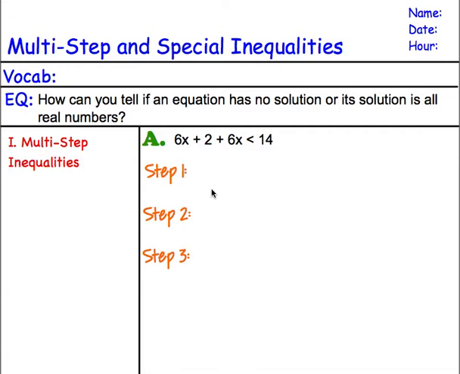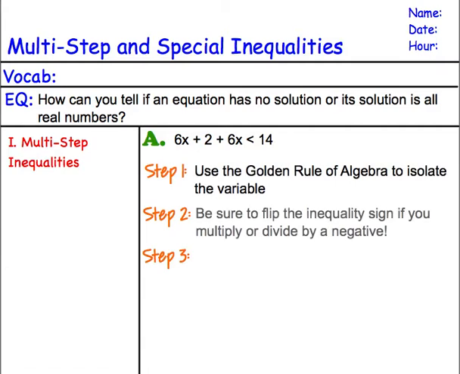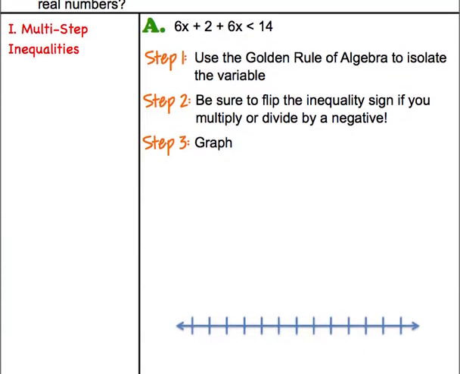When we have a problem such as 6x plus 2 plus 6x is less than 14, the first thing, as normal, we're going to use the golden rule of algebra to isolate that variable. Always remembering that we need to be sure to flip the inequality sign if we multiply or divide by a negative. And remember, just because a negative is in the problem does not mean you flip the sign. It's only if you multiply or divide by a negative in order to get that variable alone. And then step 3 finally will be to graph. So let's go ahead and take a look at this problem.